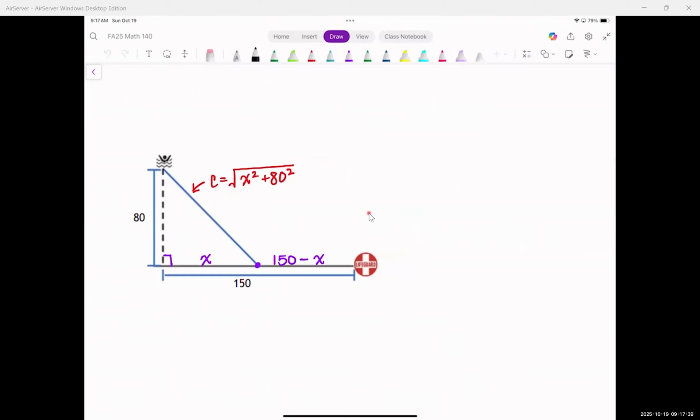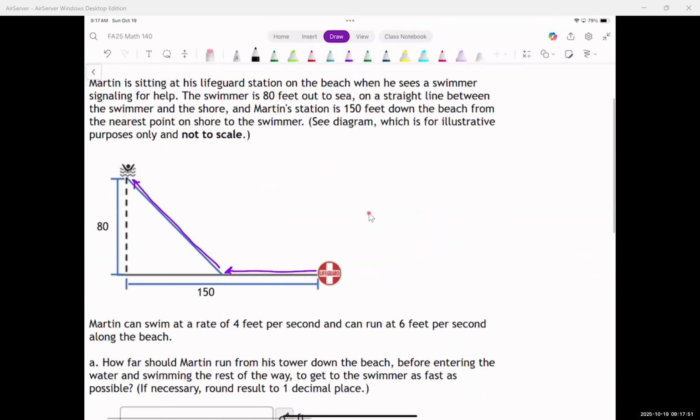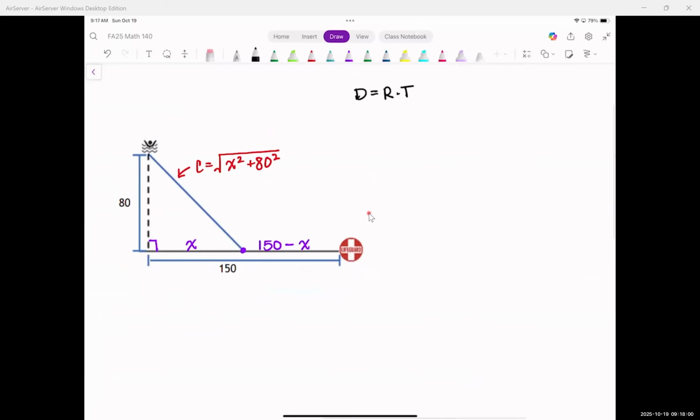We know that the relationship between distance and time is given by the formula distance equals rate times time. And remember that we also have the rates. We have both the swim rate and the run rate. Since we're trying to minimize time, we want to put times in terms of distance and rate. So we can solve this equation for time, and we get time equals distance divided by rate.